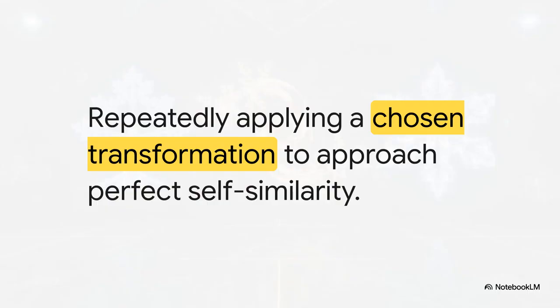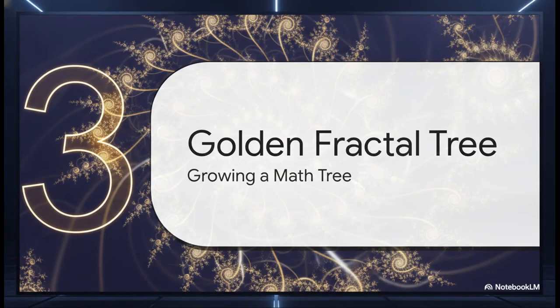But how do we actually build these complex objects? Well, we definitely don't try to draw them all at once. Instead, we use a real workhorse of a process called iteration. Iteration simply means starting with a basic shape and repeatedly applying a single, carefully chosen transformation over and over again. After every single step, the object gets closer and closer to exhibiting that perfect self-similarity we just talked about. To get a true, complete fractal, you would theoretically have to iterate infinitely many times. And yeah, good luck trying to do that by hand. That brings us to Section 3, the golden fractal tree.